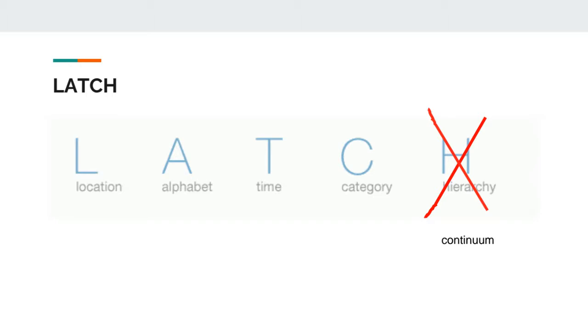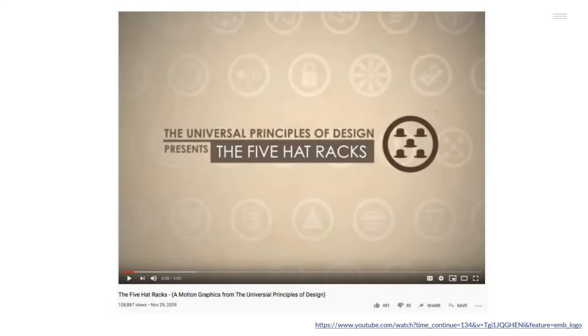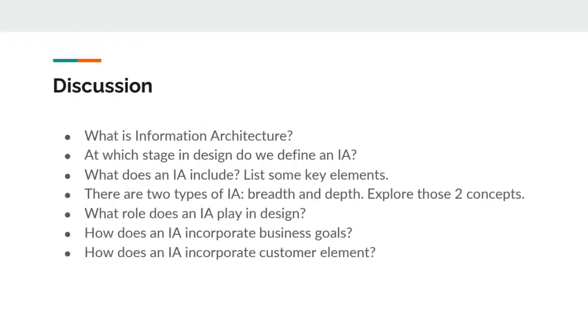But these are just a quick cute acronym to help you remember the different ways that we can actually categorize content. And as I said, we are very familiar with the category ones because we see that all the time. But you will see examples of locations, alphabet, and time as well as we go. And let me just share, and I don't even think that there are more slides to that, but I will share with you more insight. And I encourage you to look at the five hat video.